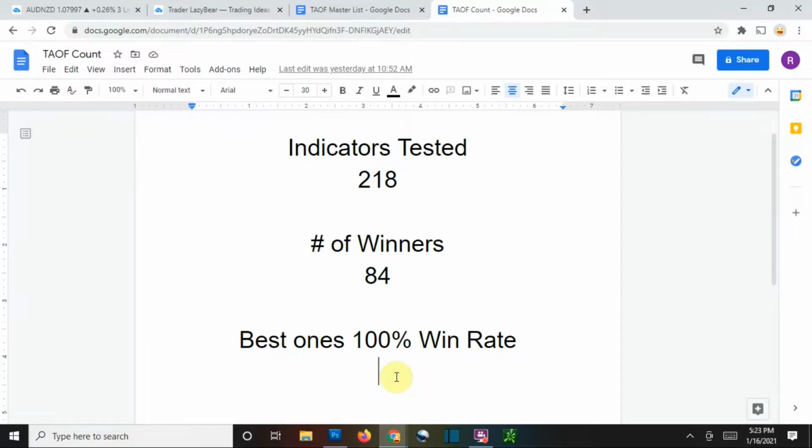So, to date, we have tested 218 indicators, and out of those 218 indicators, 84 of them have been winners, which means that they have met or exceeded the 60% win-loss ratio threshold that we have set for them. The best ones so far were able to achieve a 100% win rate.